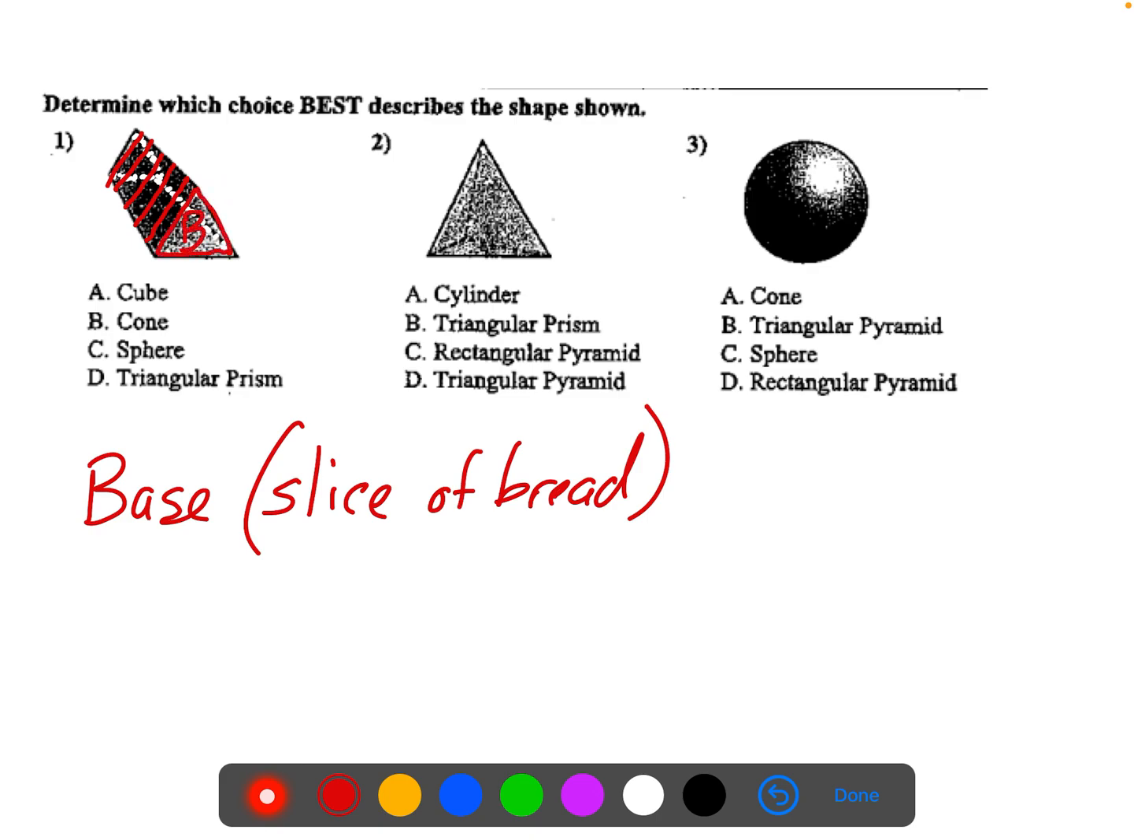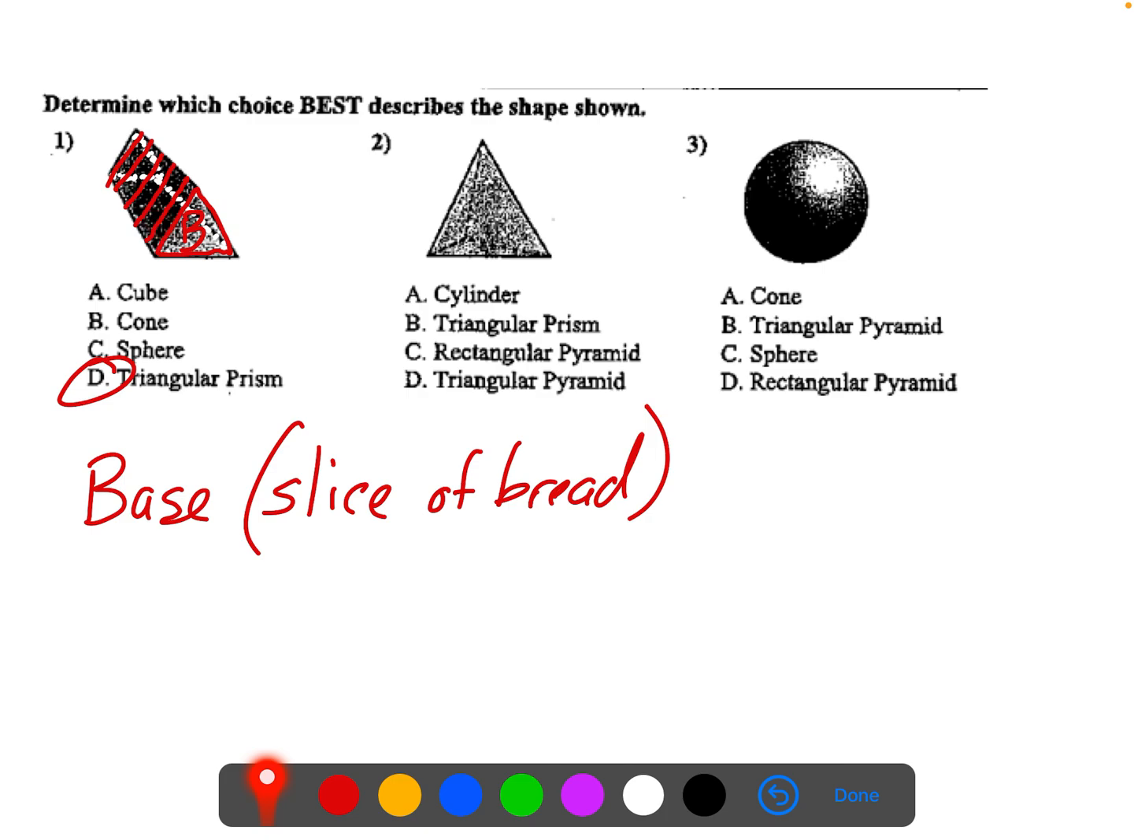We'll call this the base. The sides, which it has three sides, one that it's sitting on, and then the two right and left here, are rectangles. So that's a prism. And so our identifier here would be triangular prism. That would be the name of this figure.